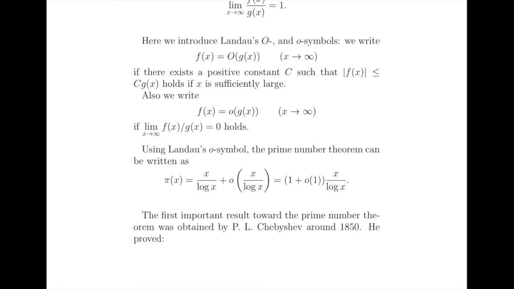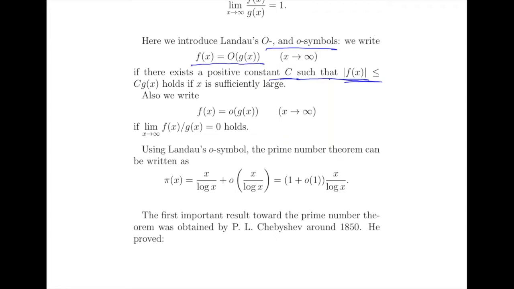Maybe first I will mention the meaning of the Landau symbols, the big O symbol and the small o symbol. f(x) is large O of g(x), big O of g(x), if there exists a positive constant c such that the absolute value of f(x) is less than c times g(x).